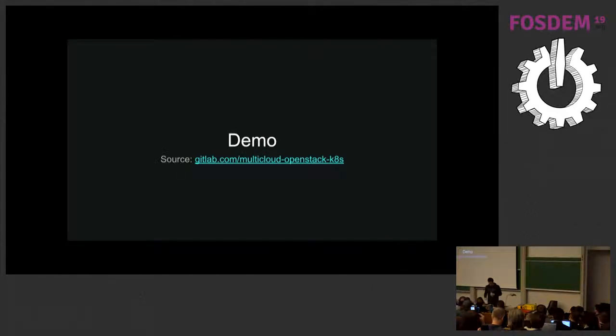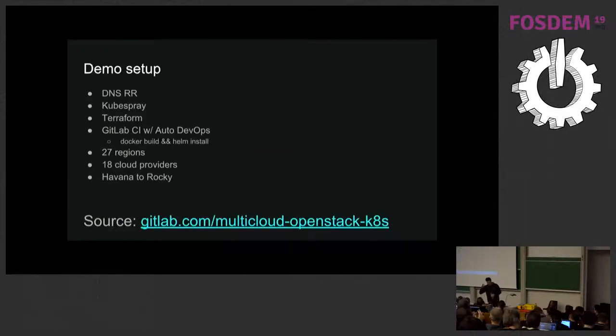Now it's demo time. All the source code of the demo is available at the URL below, github.com/multicloud-openstack-k8s. Have a look there if you want. The link is in the slides. I talked a lot about different solutions, different options, but for the demo, you have to choose something, right? So I selected DNS round robin because I don't have access to a CDN, and this is what I had access to. I used kubespray, I used Terraform, and for Terraform I used the recipes or plans that are built into kubespray.